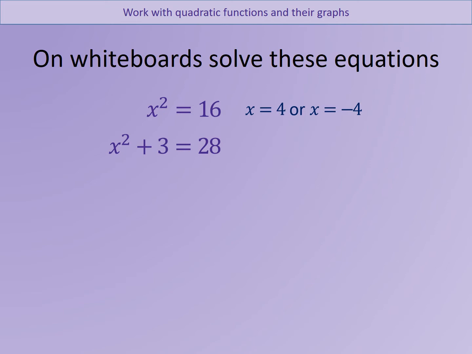So in this question, we've got an extra step. So first of all, I would take 3 from both sides to give x squared equals 25. And then I would square root both sides to give me x equals plus or minus 5. Number 3.